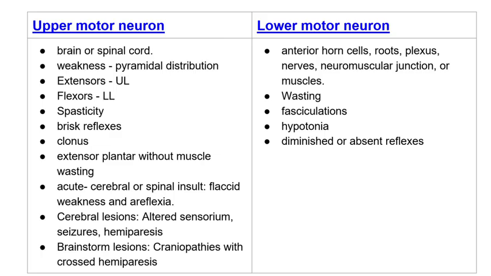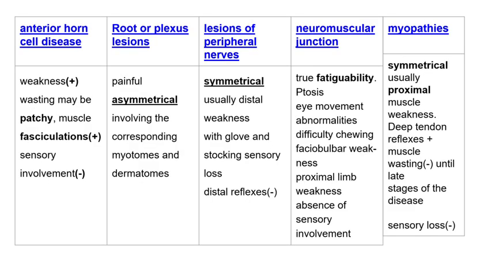In cerebral lesions there may be altered sensorium, seizures and hemiparesis. Brainstem lesions present as cranial neuropathies with crossed hemiparesis. In lower motor neuron lesions there will be muscle wasting, fasciculations, hypotonia, diminished or absent reflexes. In anterior horn cell disease, there will be weakness and wasting which may be patchy, the most prominent feature will be muscle fasciculation, and there won't be any sensory involvement.